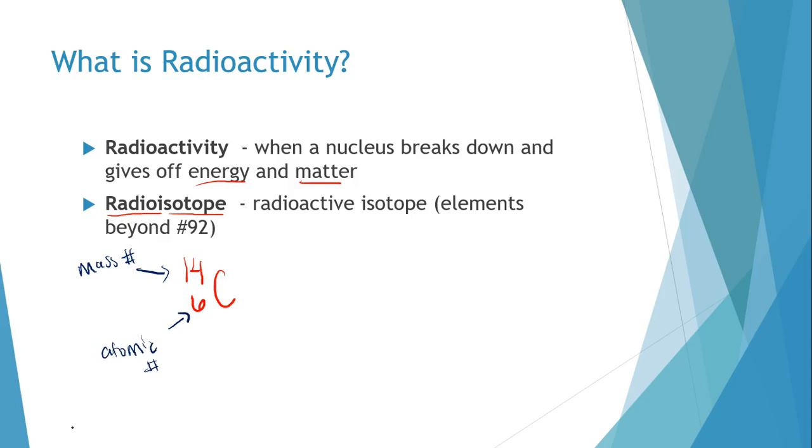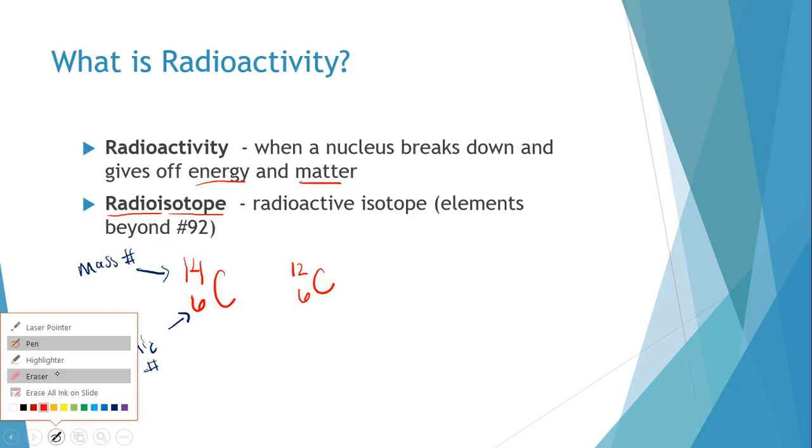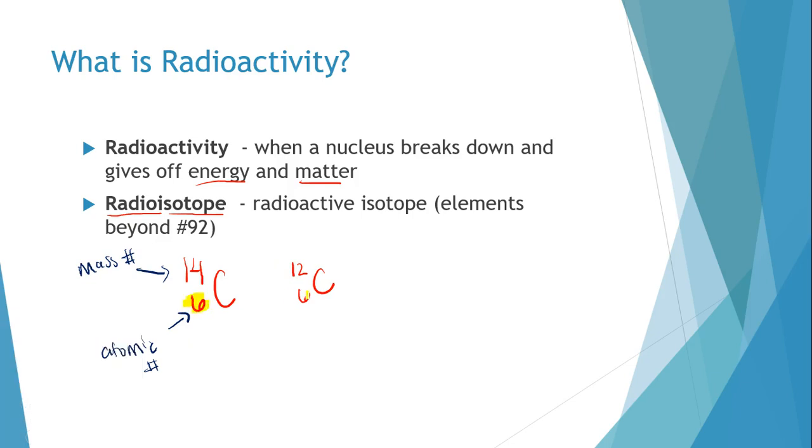The mass number can change. So for example, if we have 12,6 carbon, this is carbon 14 on the left. It has a mass number of 14. This is carbon 12 on the right. It has a mass number of 12. They're both still carbon because they have the exact same atomic number on the bottom. That makes them isotopes of each other. They're the same element. What they have is a different number of protons and neutrons.